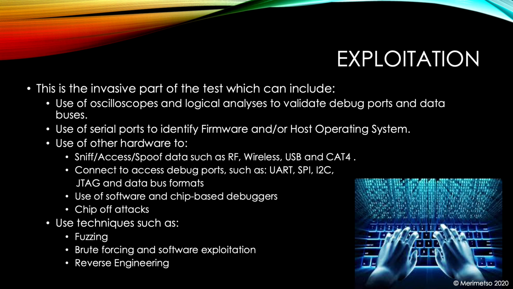And finally, we're looking at chip-off attacks. This is where we physically remove the integrated circuit from the device and put it into a chip reader. So for example, it could be flash memory. You take the flash memory off the device and you put it into a chip reader in order to make it easier. Other types of techniques we can have for exploitation are things like fuzzing.